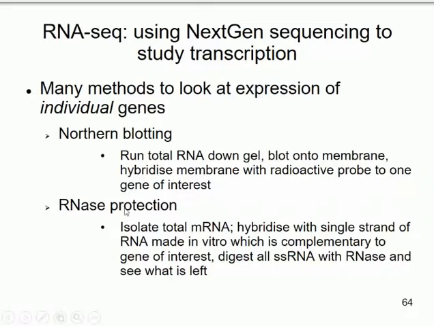Other methods: RNase protection. RNase protection, again, requires you to know the sequence of your RNA. What you do is isolate total message, hybridize it with a probe which corresponds to your message, digest away everything that's single-stranded, and what's left corresponds to the thing you want to look at. So it's quite easy to do, a little bit tedious, but it works pretty well.